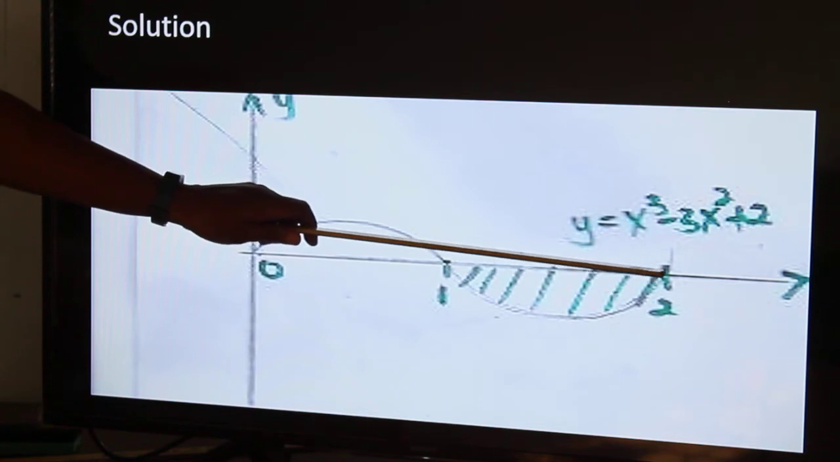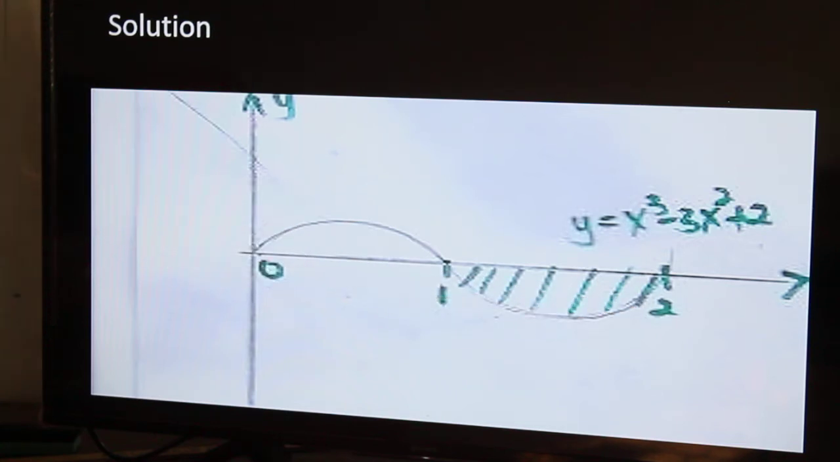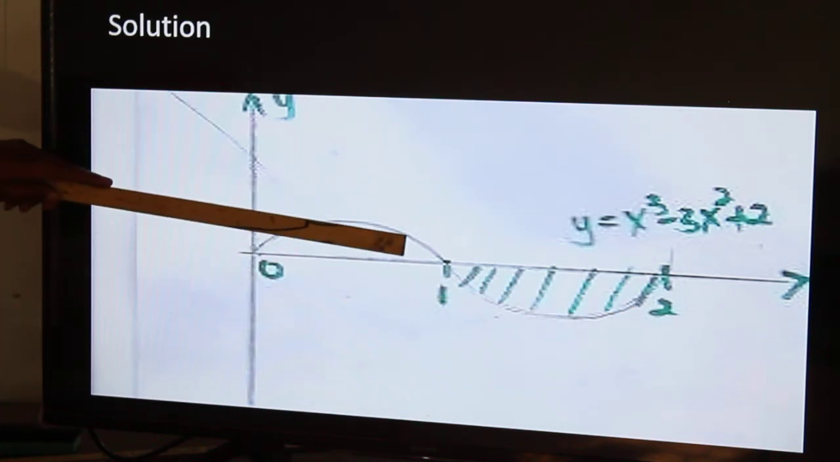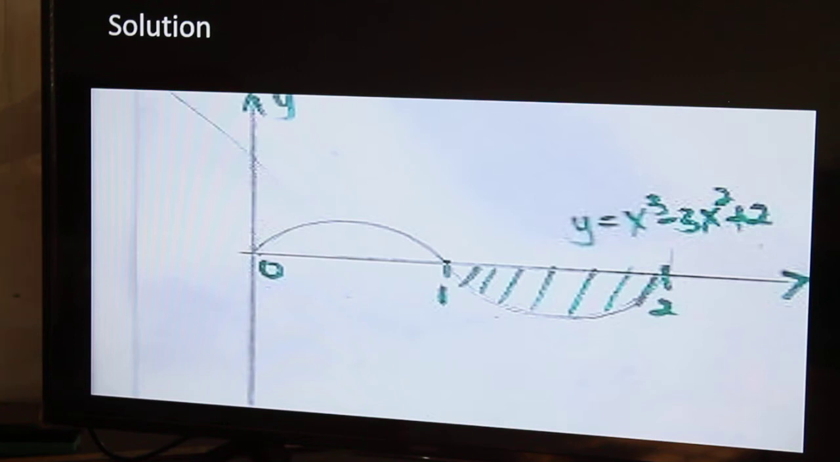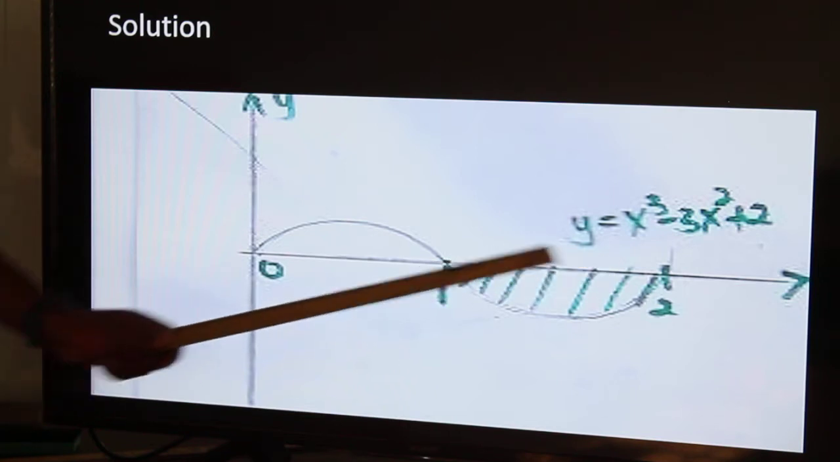This is going to be the x-axis, the line y is equal to 0, then the name of the curve. So meaning the required region is not the first part, because the first part is not within the limit. So this one is going to be on the second part. Thereby you have the shaded region ranging from 1 to 2.